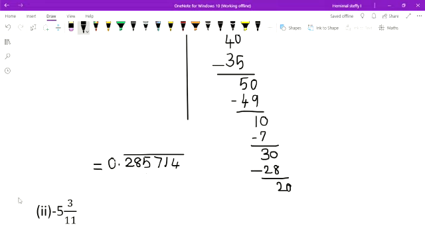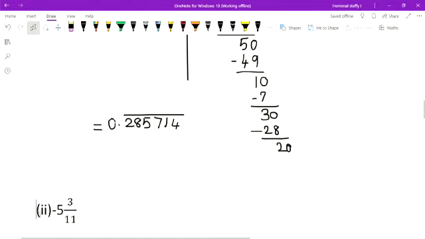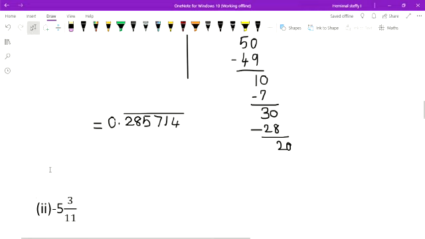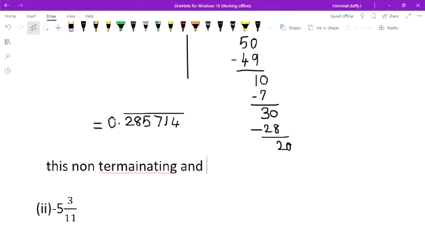So what kind of expansion is this? This is non-terminating and recurring. Recurring means repeated. This is non-terminating and recurring.